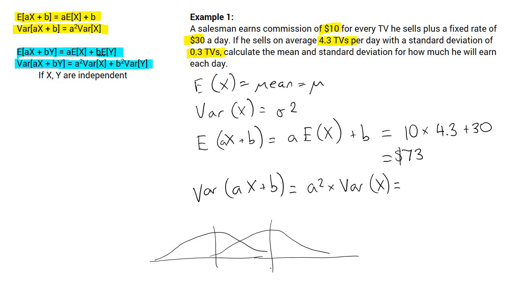So, a squared is going to be the amount of commission for each TV, which is 10 squared times our variance. Now we're told that our standard deviation is 0.3, so our variance is going to be 0.3 squared. Now, if we type this into our calculator, we'll find out that that is equal to 9. Now, what we want to find out is the standard deviation. So the standard deviation is always just the square root of the variance. So the square root of 9 is equal to $3.